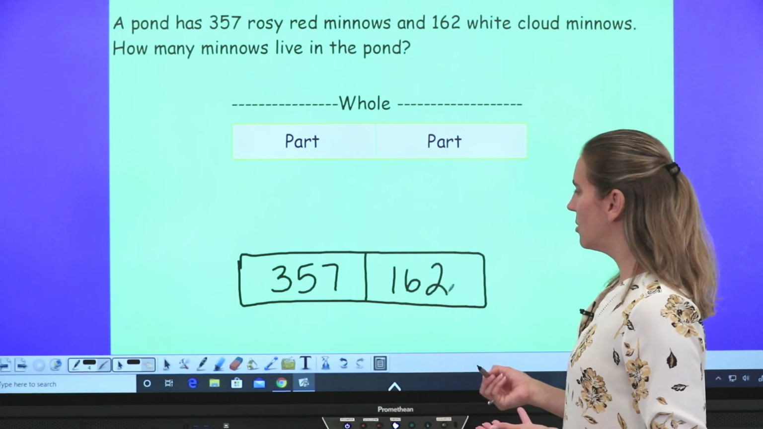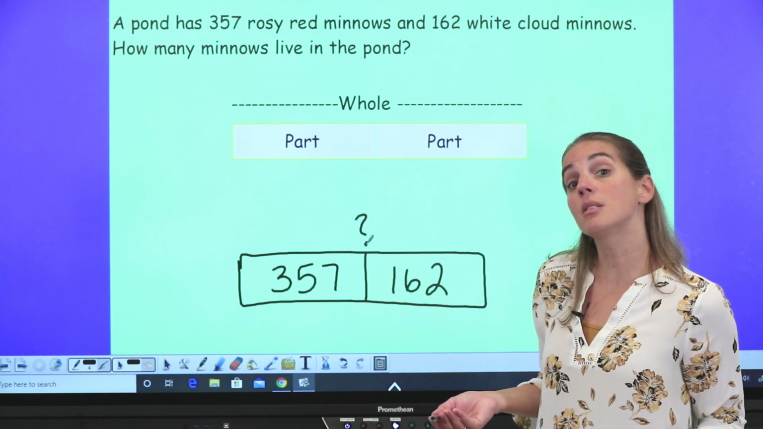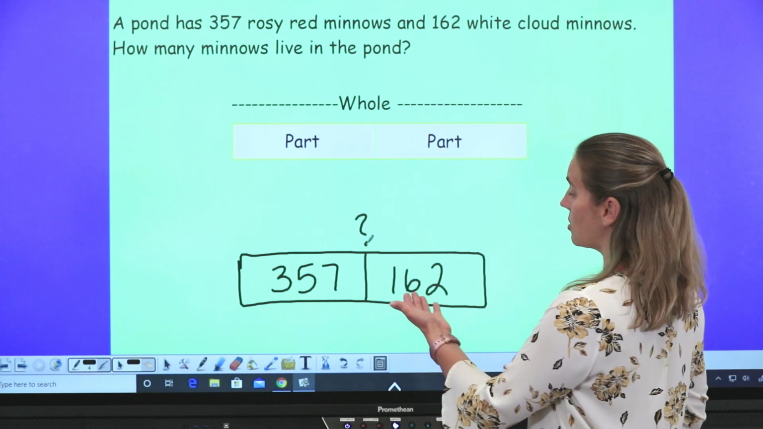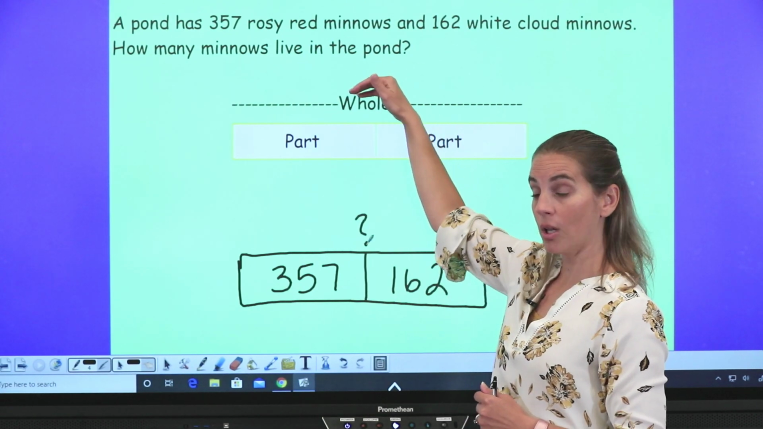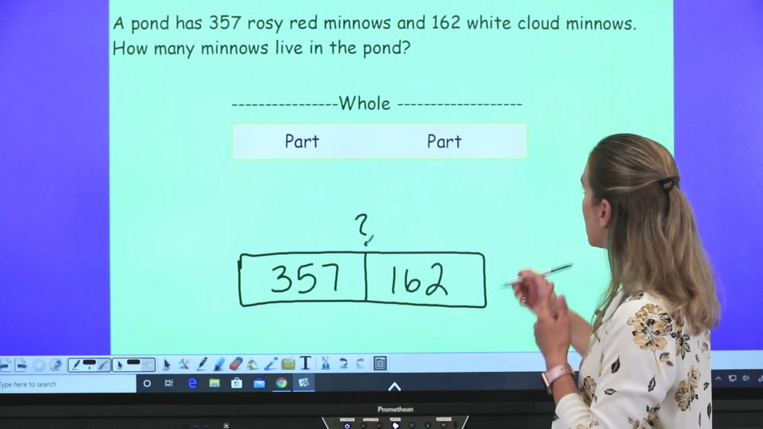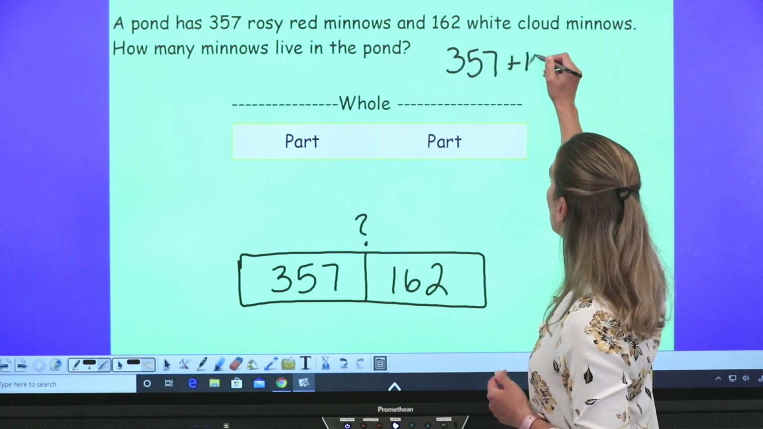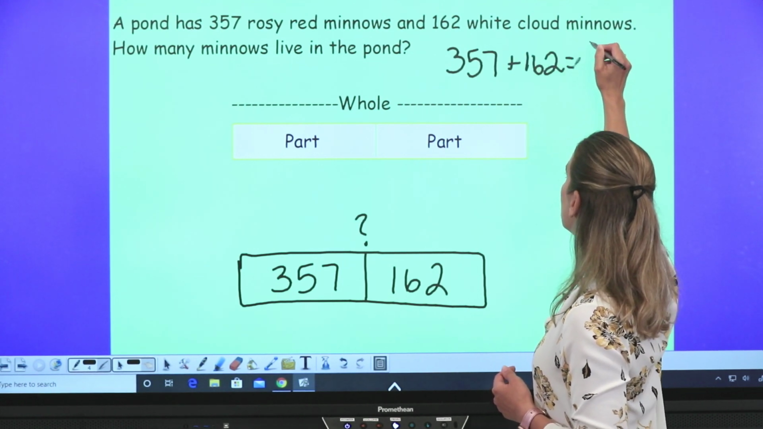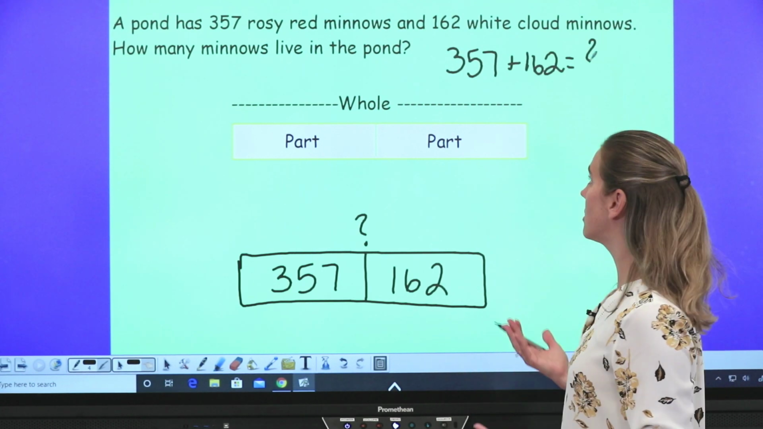So I know that the other part of my minnows in the pond is 162 white cloud minnows. Well, this is what I don't know. I don't know the whole. I don't know the sum. So what I need to do is take those two parts, because remember, part plus part equals whole, and I need to add them together. So let's do that. 357 plus 162 is going to give me that unknown number. That's going to tell me how many minnows live in the pond altogether.